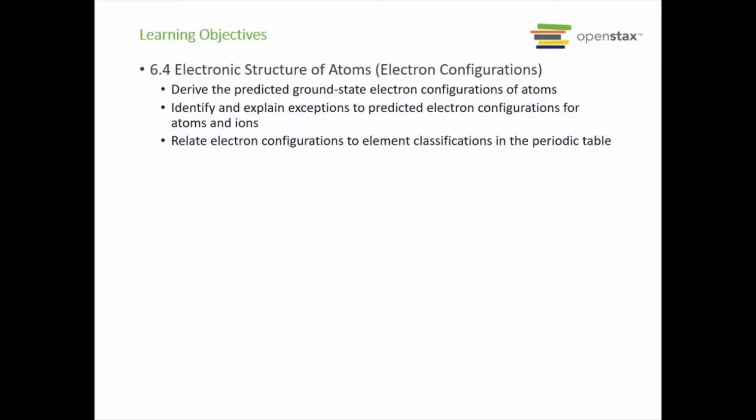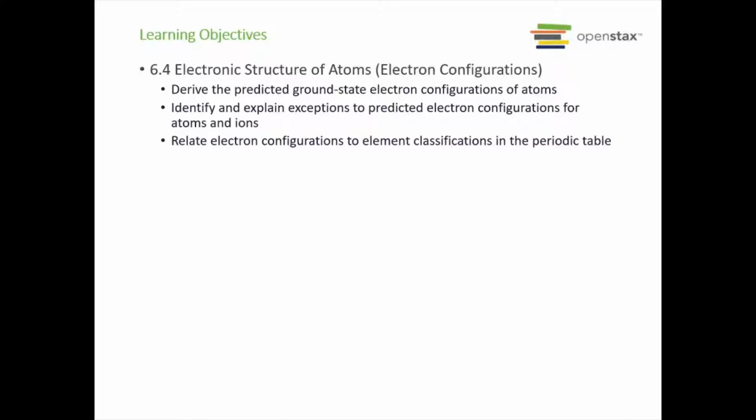Hello everyone. We are on section 6.4. So we're picking up now with the last two sections of chapter 6. And here we're going to be talking about electronic structure of atoms to start. So these are also known as electron configurations.